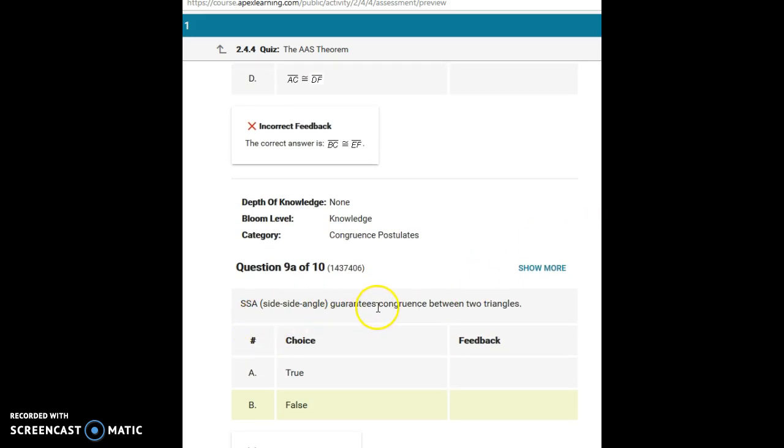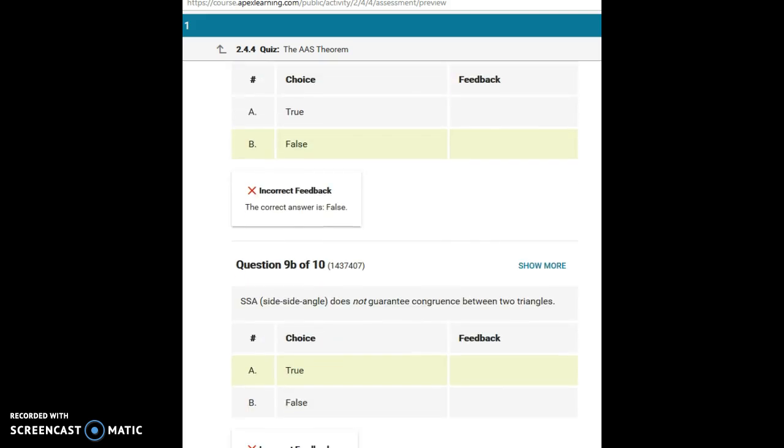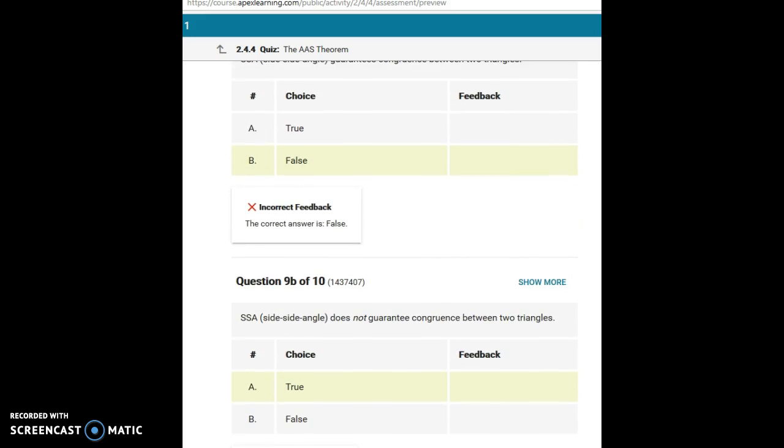Side-side angle guarantees congruence between two triangles. No. You need more information than that to tell you if the triangles are exactly the same. You need like 4 things. Side-side angle does not guarantee it. That's true. They like to play with the words. Side-side angle does not guarantee congruence between triangles. That's true. It doesn't guarantee it.